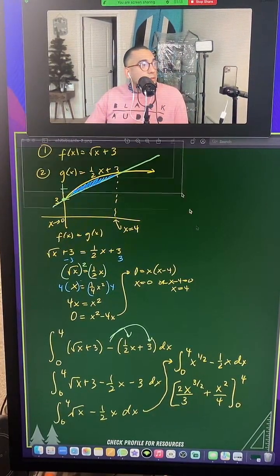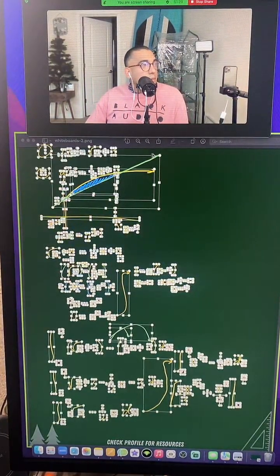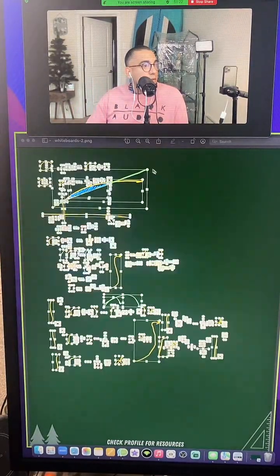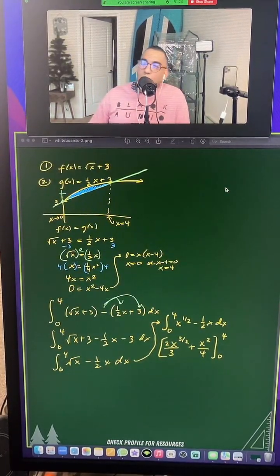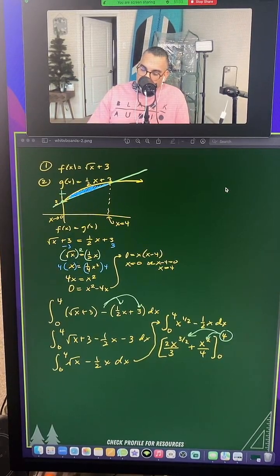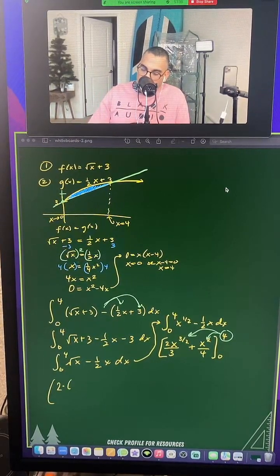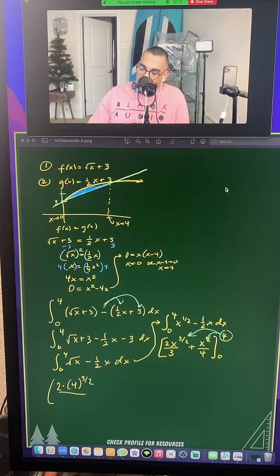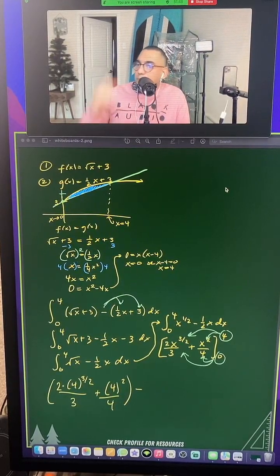As we do that, I'm going to make this a little smaller. Awesome. So let's plug in the 4 into everything. And that's going to leave us with 2 times x to the 3/2 over 3 plus 4 squared over 4 minus, and then when you plug in the 0, that's just a big fat 0.